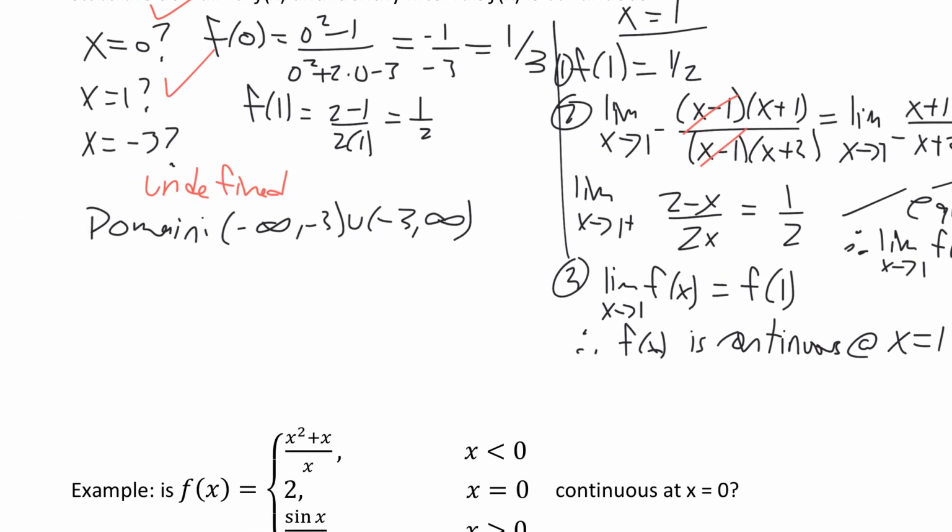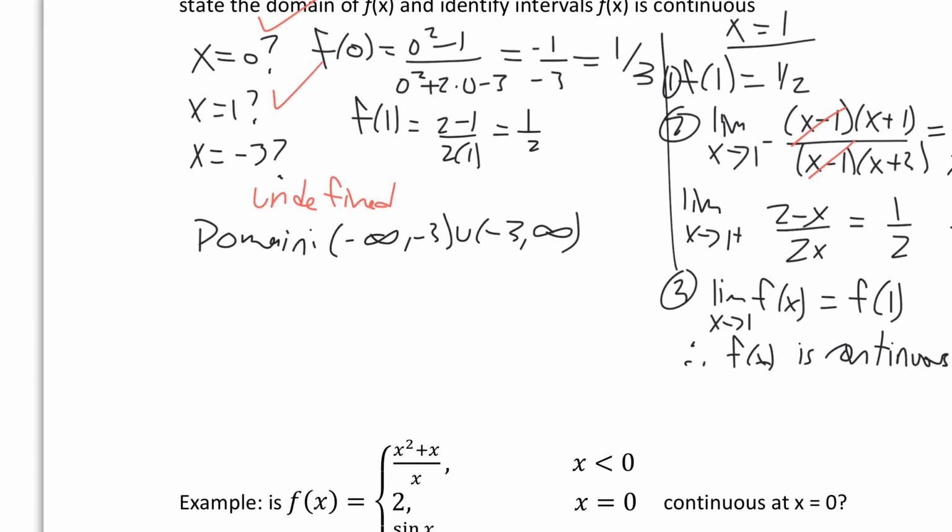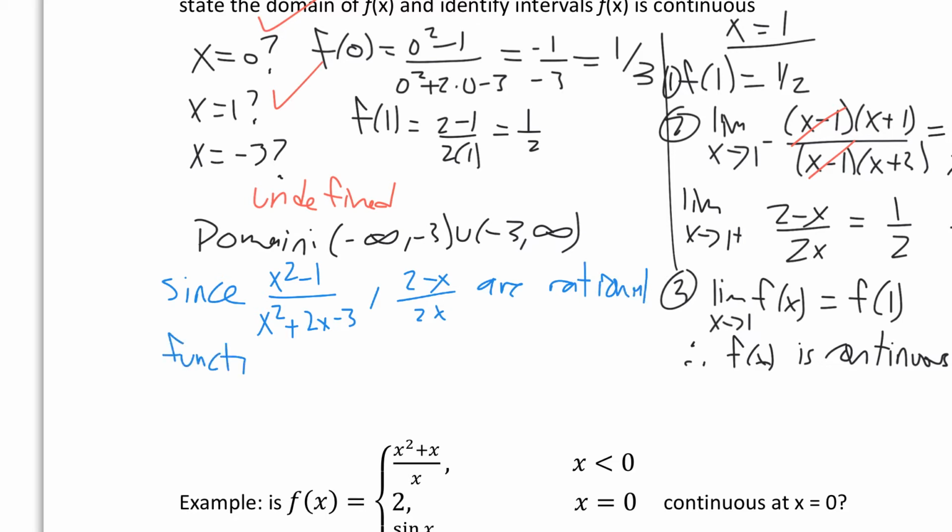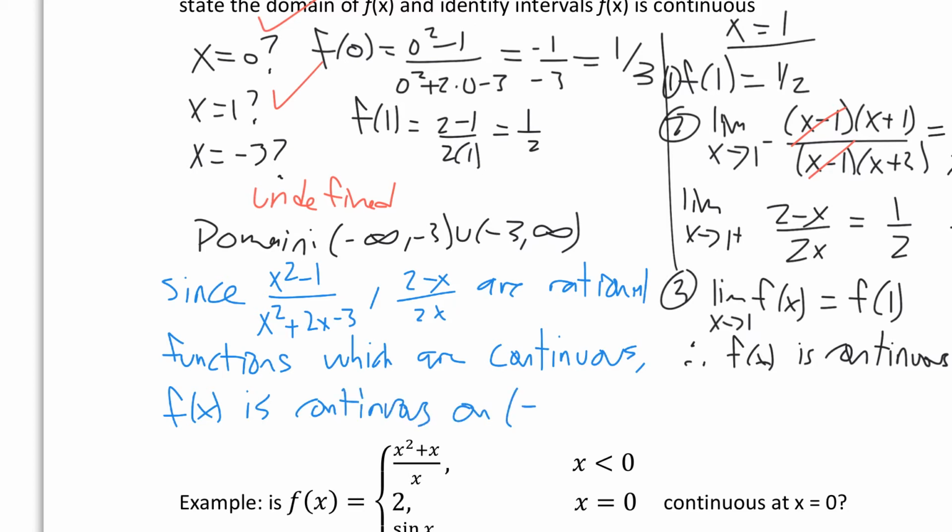So let's go ahead and summarize what we found then, because we had rational functions and we have the domain. So we can say that since those two rational functions, (x squared minus 1) over (x squared plus 2x minus 3) and (2 minus x) over 2x, are rational functions, which are, of course, continuous, f of x is continuous on negative infinity to negative 3 union negative 3 to infinity. Again, we get the function being continuous over its whole domain because the one little point that we thought might have an issue at x equals 1 turned out to not have an issue, and the other parts are just rational functions, so they're good to go.